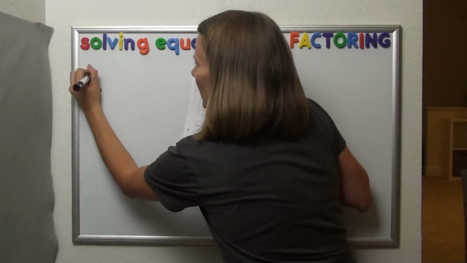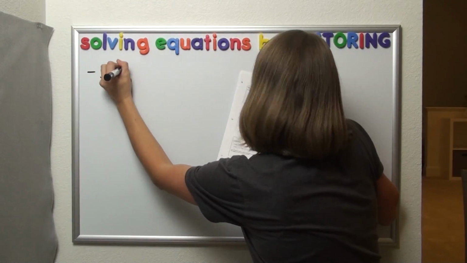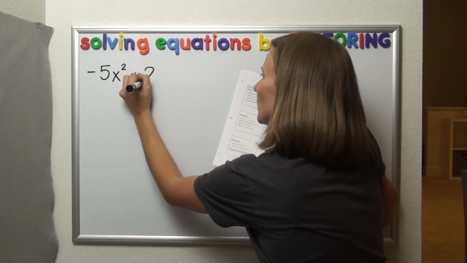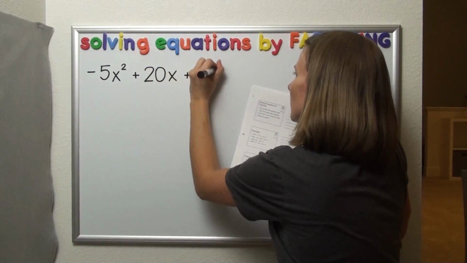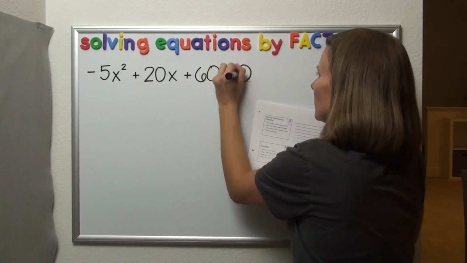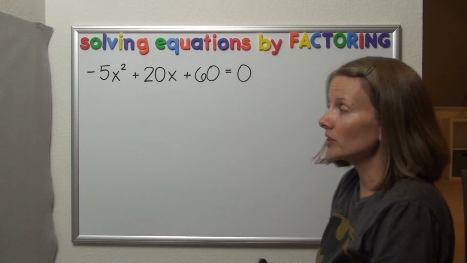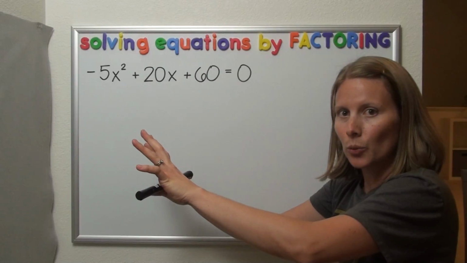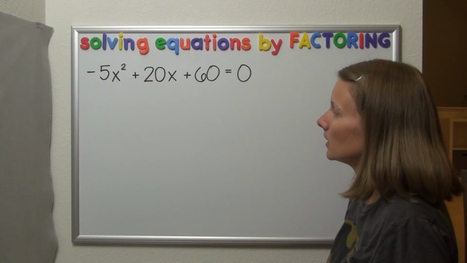All right, we'll try negative 5x squared plus 20x plus 60 equals 0. So again, we've got 4 steps. First step is I want to push everything to one side, make it set to 0, and it looks like that's already been done for us.